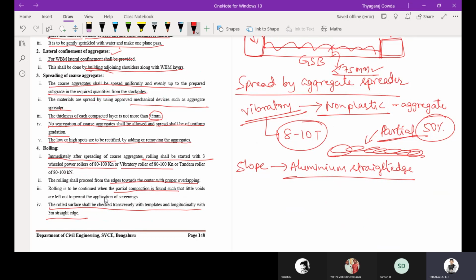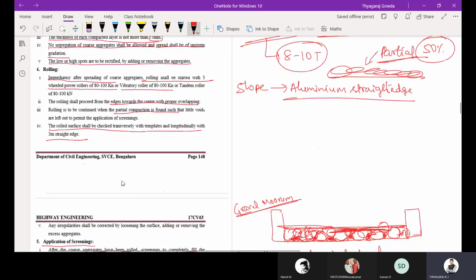Then rolling. The rolling shall be done using an 8 to 10 ton smooth wheel vibratory roller. The rolling shall commence from the edges and progress towards the center. Here only partial rolling, that is 50% rolling, is done, not 100%.